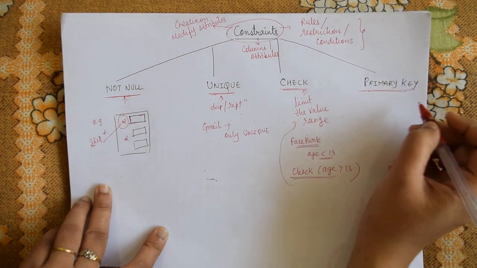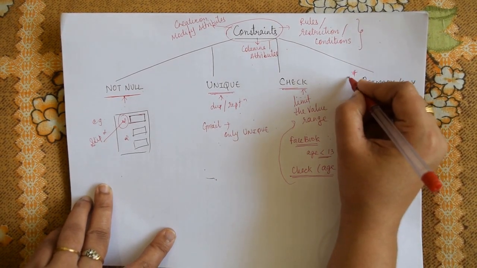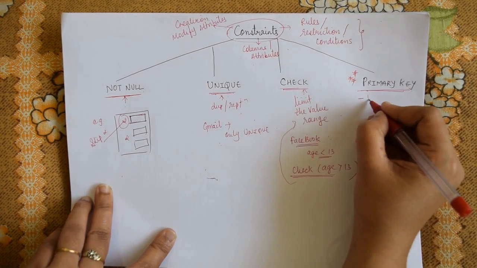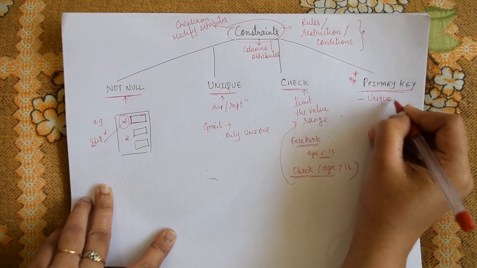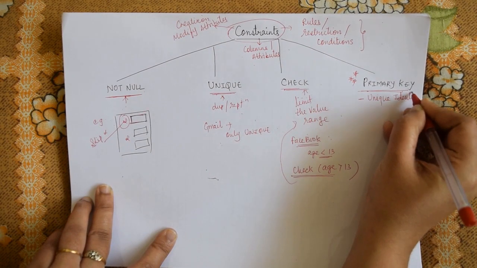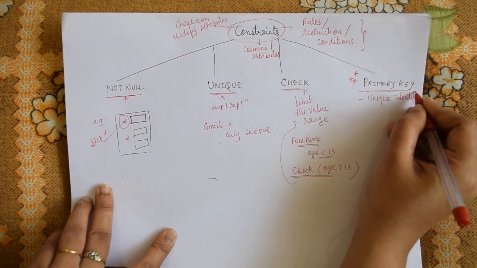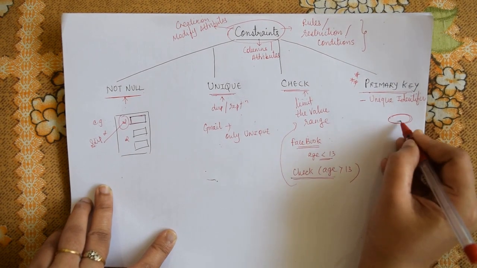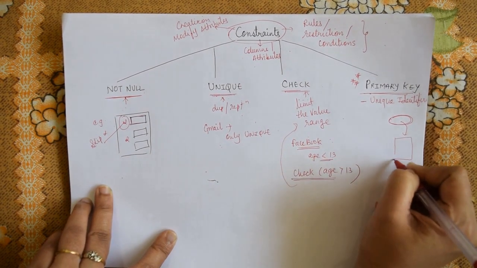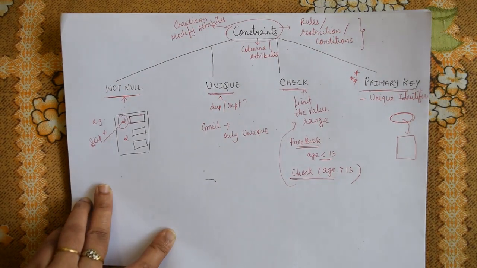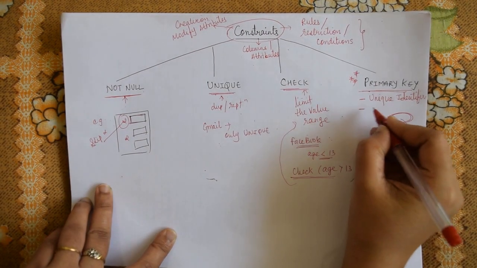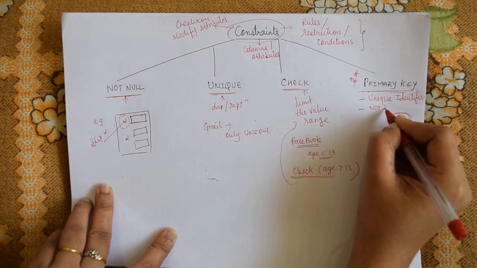Now next is primary key. Primary key is very important. Primary key is nothing but the unique identifier of a table. A unique identifier means what? With the help of the primary key you can find all other attributes of your table. This is called the primary key, and the primary key should not be null.